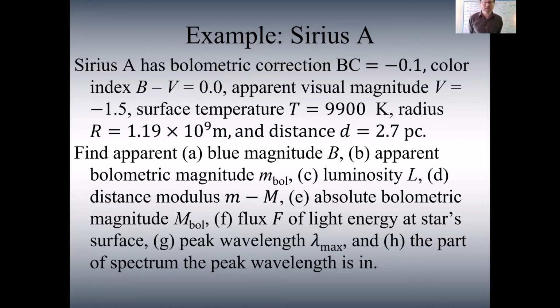The blue magnitude B, that's an apparent magnitude, by the way. You can tell that from the notation, capital B. Apparent bolometric magnitude, m bol, the luminosity L, the distance modulus m minus capital M, the absolute bolometric magnitude M bol, the flux of light at the star's surface, the peak wavelength lambda max, and the part of the spectrum that peak wavelength is in. So this will give us a chance to review some of the ideas that we've introduced in today's class so far, as well as from earlier in the chapter. Okay, let's go ahead and work this on the blackboard.